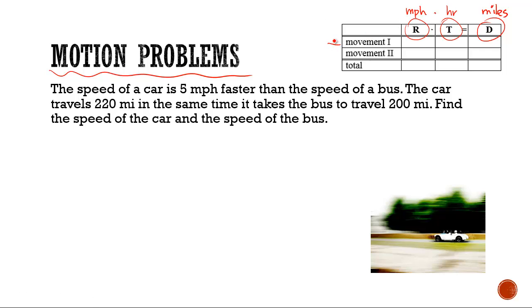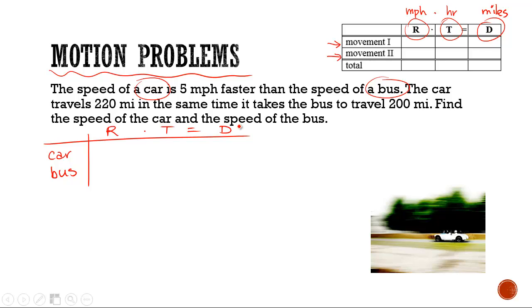So it's really nice to use these tables which show you the categories, and it just sort of organizes your data a little bit. So let's try that here. We've got a car and we've got a bus. So let's put that down, car and bus, and we have rate times time equals distance. So let's fill in what we know so far. We know the speed of the car, which is the rate, is 5 miles per hour faster than the speed of the bus. So if the bus's rate is x, then the car is x plus 5.